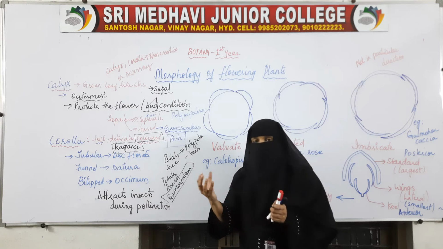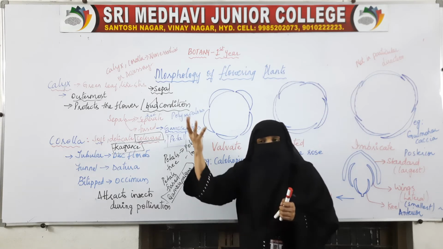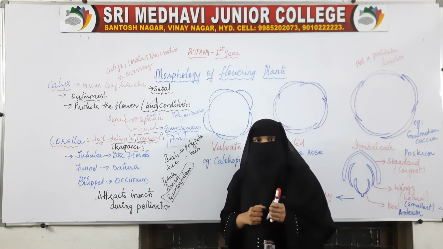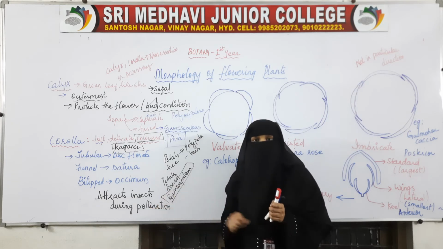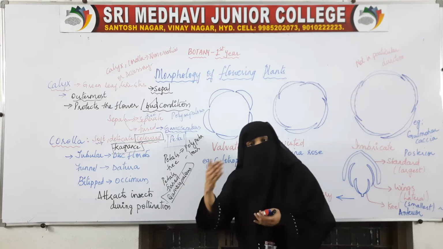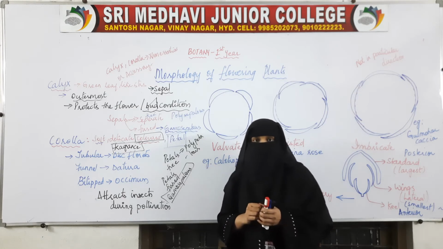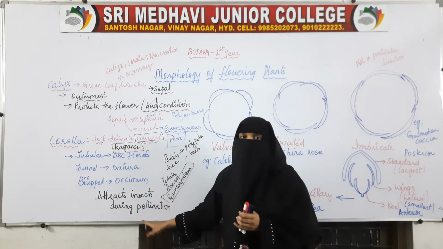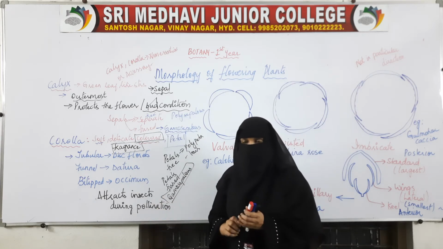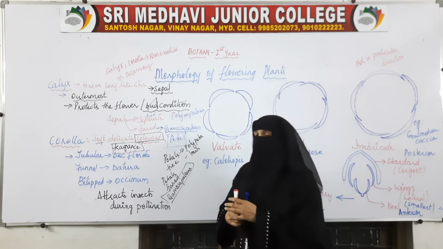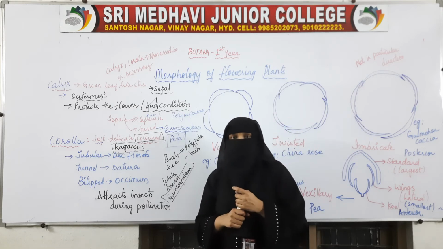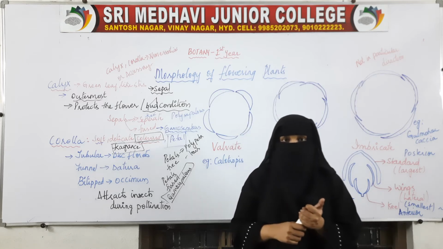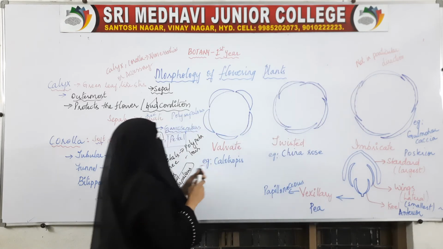helpful. Because of the attractive colors and fragrance, insects will flock towards the flower and sit on it. Because of this, pollination takes place, and because of pollination, reproduction takes place. So the major function of the corolla is to attract insects during pollination. Okay. Now before we move to androecium and gynoecium, the essential parts of the flower, let us first see what is estivation.